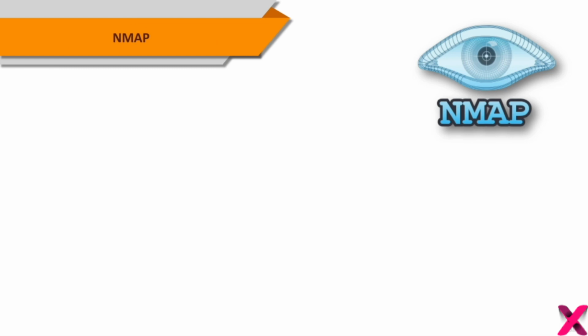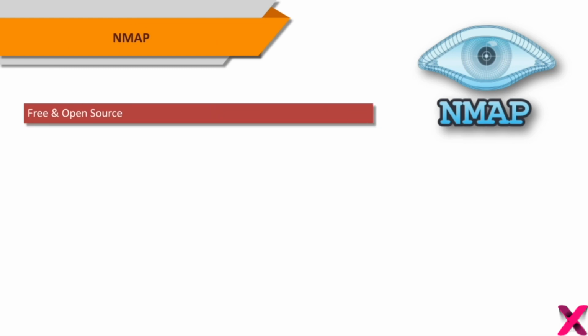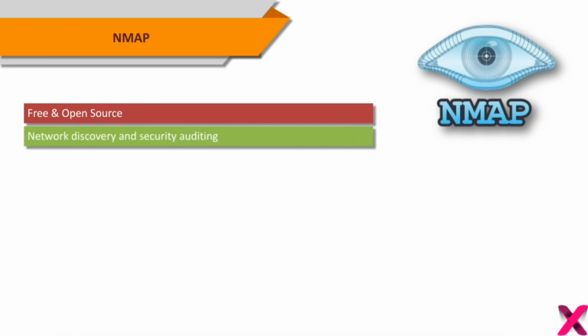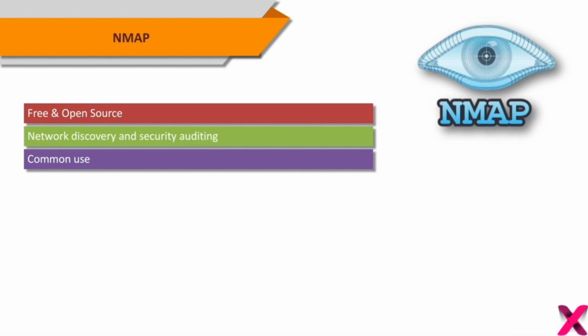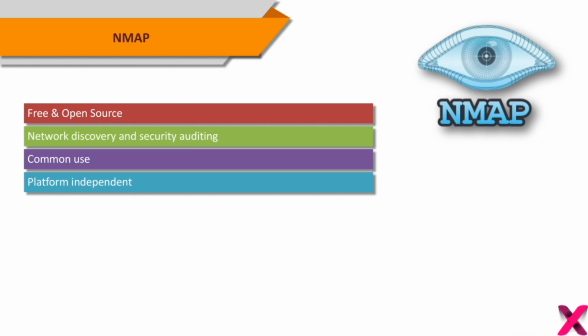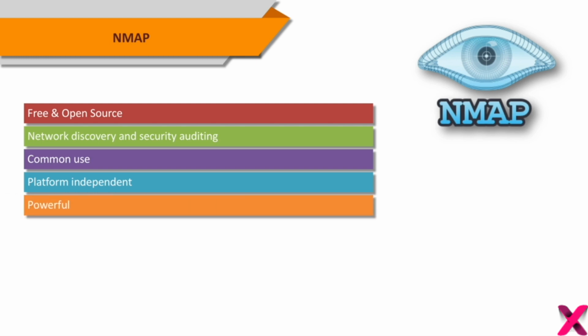Nmap, Network Mapper, is a free and open source utility for network discovery and security auditing. Many systems and network administrators also find it useful for tasks such as network inventory, managing service upgrade schedules, and monitoring host or service uptime. Nmap runs on all major computer operating systems, and official binary packages are available for Linux, Windows, and Mac OS X. Nmap has been used to scan huge networks of literally hundreds of thousands of machines.